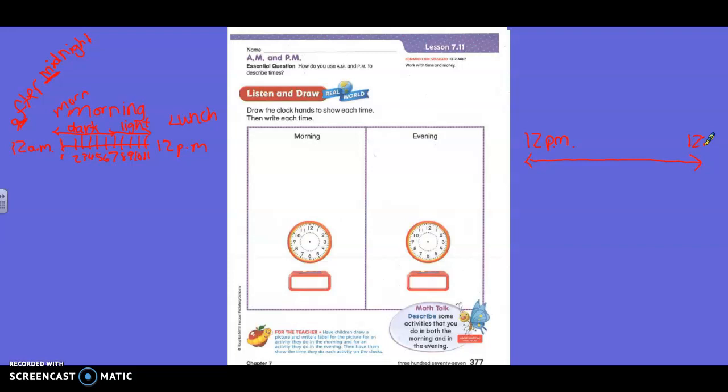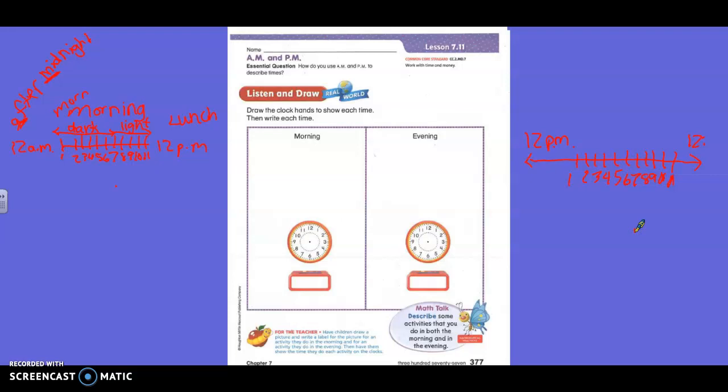So for 12 hours, it's a.m. And then for another 12 hours, let's see, 1, 2, 3, 4, 5, 6, 7, 8, 9, 10, 11. Oh, I get it now. So that's why they say it's 24 hours in a day. Yep, there's 24 hours in a day. The first 12 hours is a.m. The second 12 hours is p.m. And 12 plus 12 is 24.